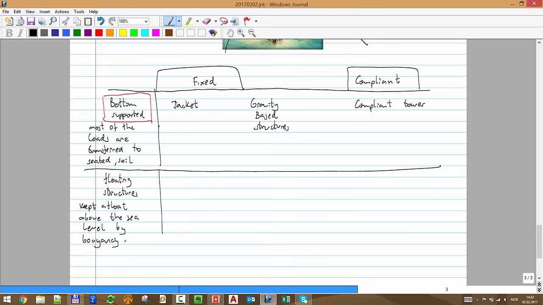And also they have movement. Okay, that is determined by the waves, by the wind, and by the current. And we are going to talk also in this class about that. They have movement. So let's put it here, something else. Bottom supported. I forgot to put some more comments.